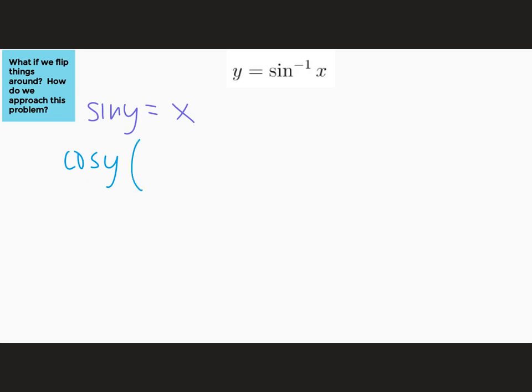Don't forget chain rule. So the derivative of sine is cosine. Derivative of y with respect to x is dy/dx. And then the derivative of x is 1. Now let's go ahead and solve for dy/dx, and we get 1 over cosine y.